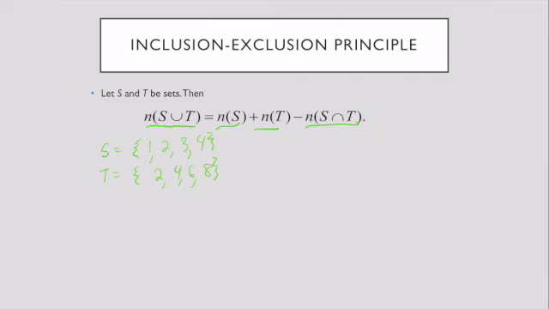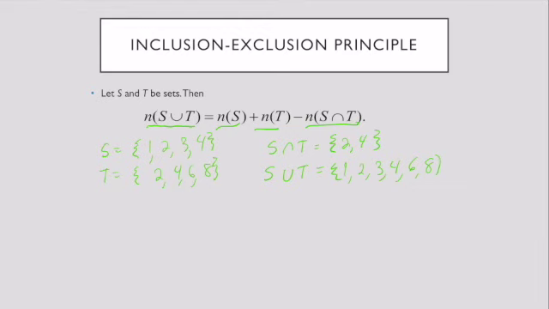So if I were to find S intersect T, that's going to be 2 and 4. Those are the elements that they have in common. I'm going to take S union T. That's going to be all the elements in S and T, where I only list the duplicates once. So I'm going to have 1, 2, 3, 4, 6, 8.